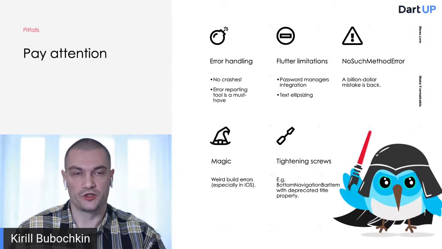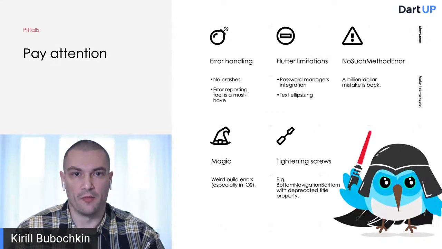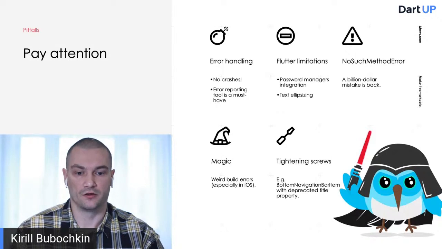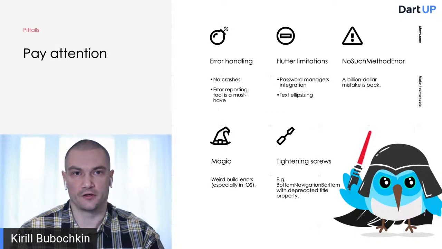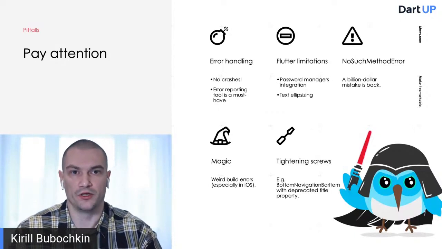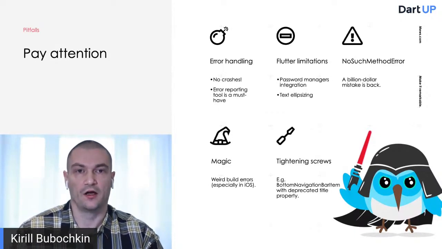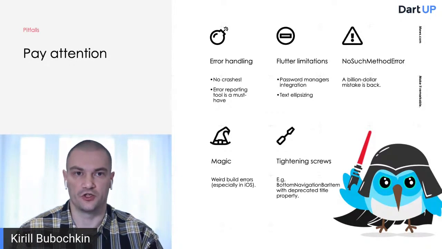Another thing that can be minor and looks simple is text ellipsizing. Actually, in Flutter, it works in a really weird way. It looks ugly. And fixing this issue actually requires some refactoring in the rendering engine itself. So far, it's still not resolved.